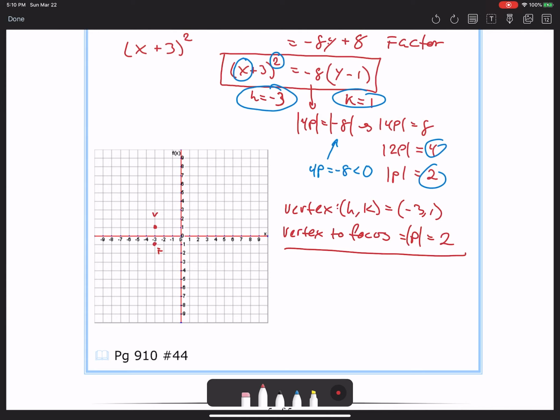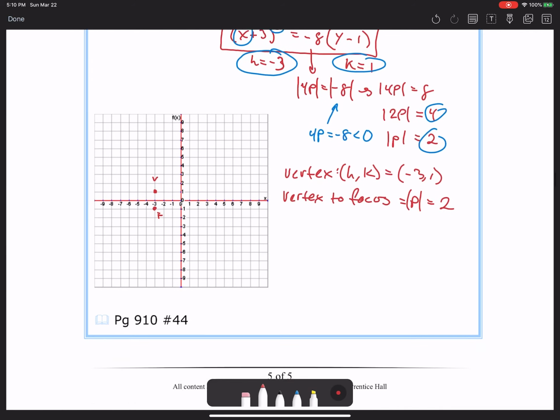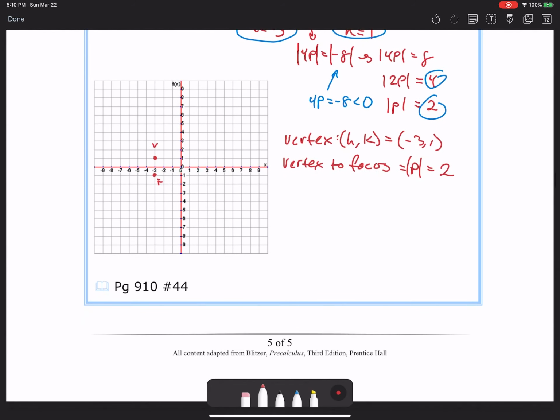And remember that the latus rectum has a total length of 4p. 4p is equal to 2p plus 2p. So from the focus, I'm going to go a distance of 2p, which is 4 units, to the right. 1, 2, 3, 4. That's one end of the latus rectum. Back to the focus. 1, 2, 3, 4 units to the left. That's the other end of the latus rectum.